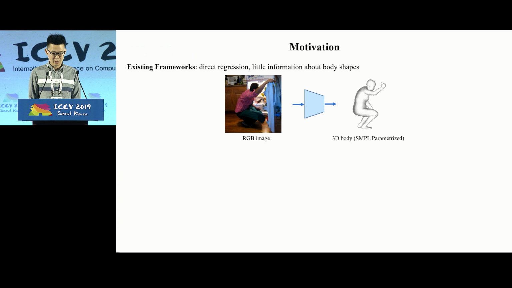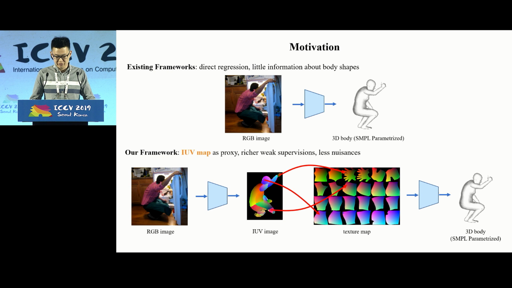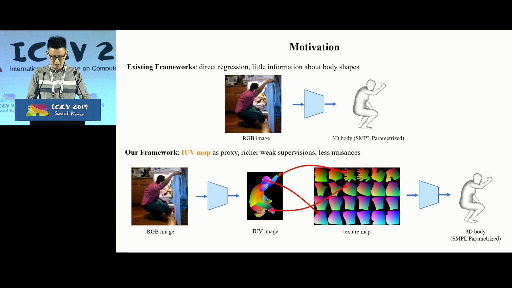Our motivation is that existing frameworks do direct regression, which gives little information regarding body shapes. But in our framework, we consider an intermediate representation, the IUV maps, which provide richer body geometry information and also have fewer nuisances, like textures and lighting, so it is easier for the neural network to learn the 3D human body. The proposed framework has two steps.